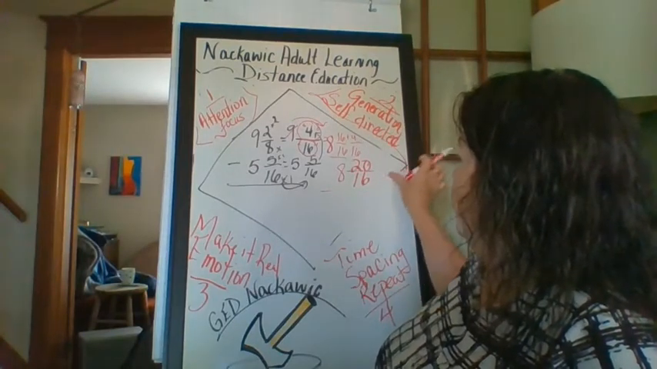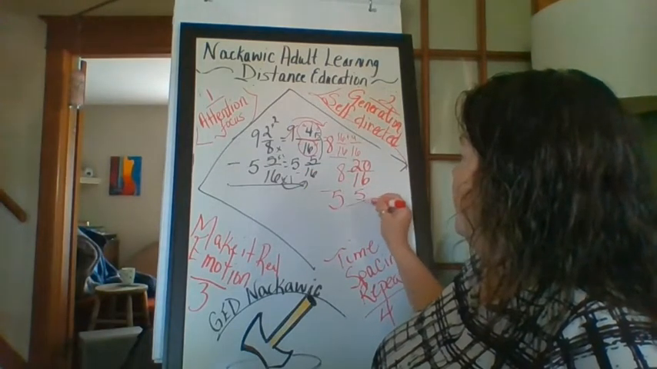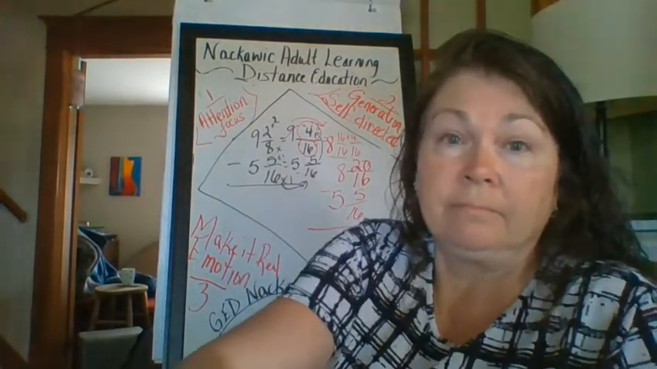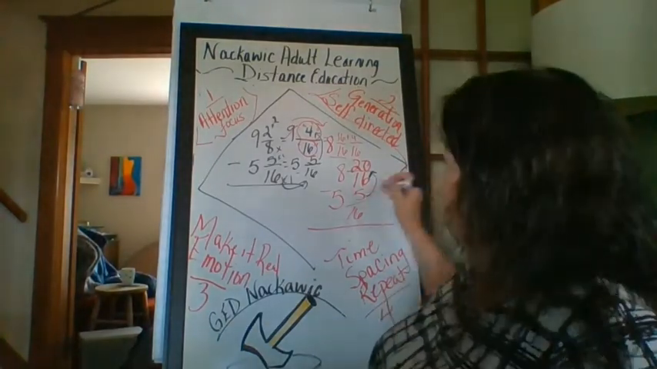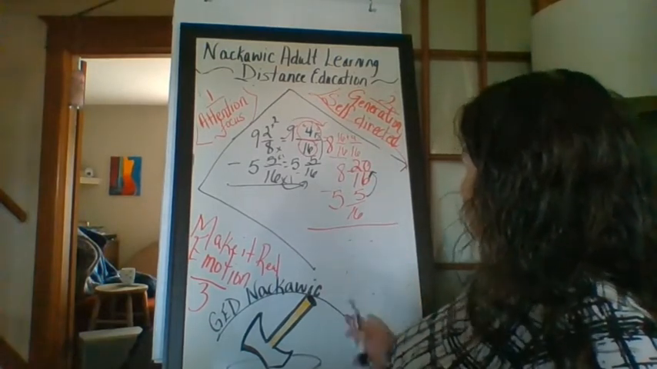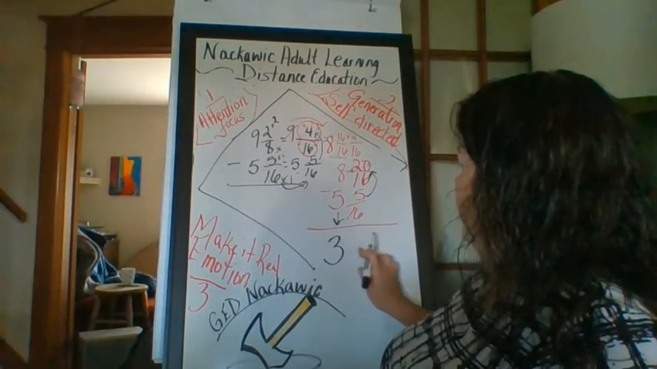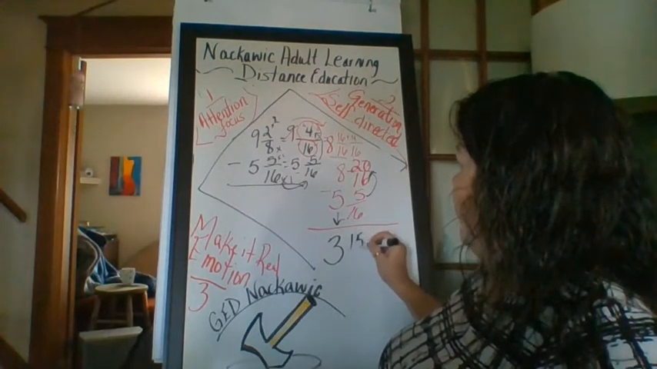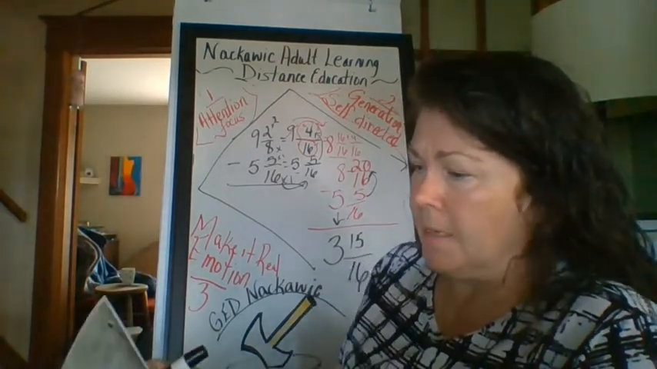Subtract 5 and 5/16. Great. Now we can do it. 5 out of 20 is 15. So 8 subtract 5 is 3. 20 subtract 5 is 15. And it's all over 16. Is that it? Yeah, I got it right.